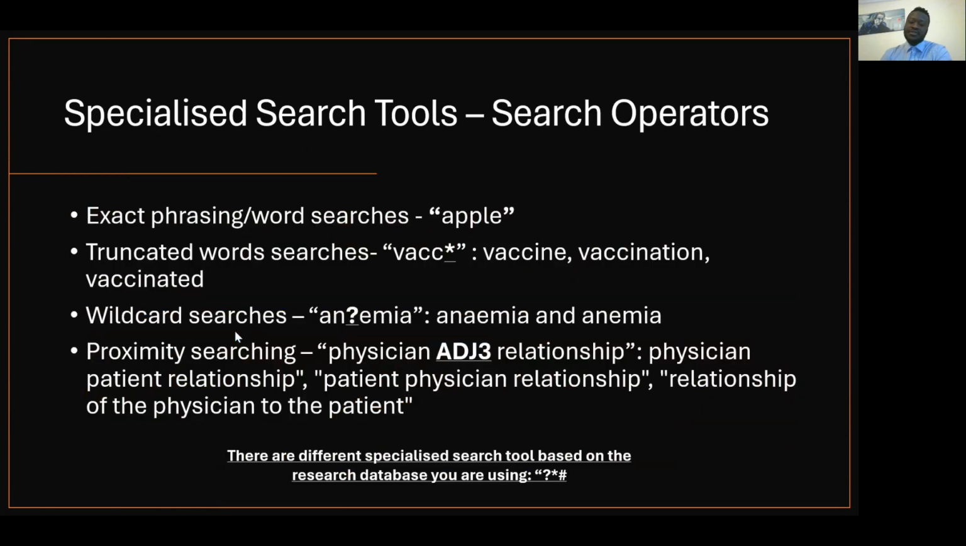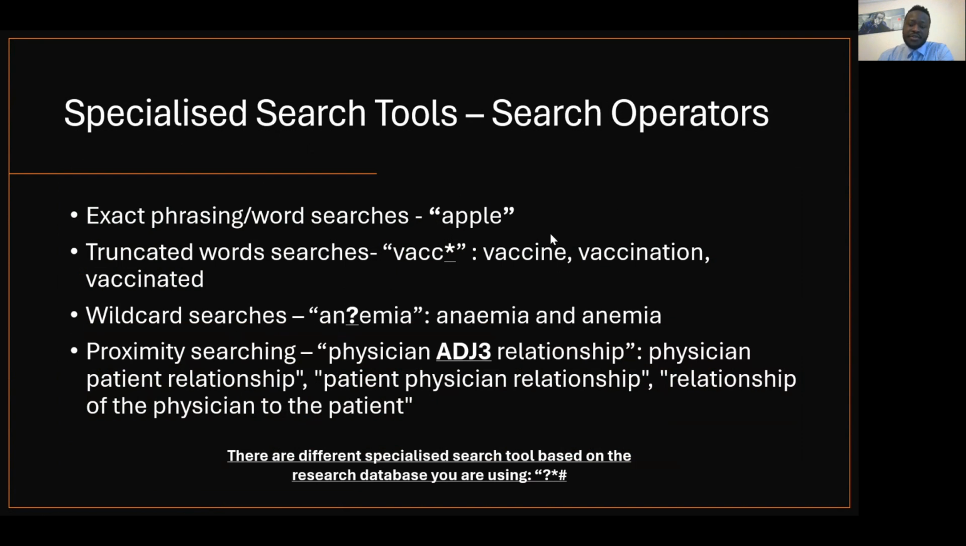Now, the additional search operators you can use. You might have noticed in your previous slide, I had little, I forgot what these were called, but around the words, and essentially that is an operator. On most databases, that means you're looking for that specific phrase or that specific word, which means it will only show you papers and articles that have that specific phrase. In this case, it will be Apple. So if the journal doesn't have the word Apple, it wouldn't be included.